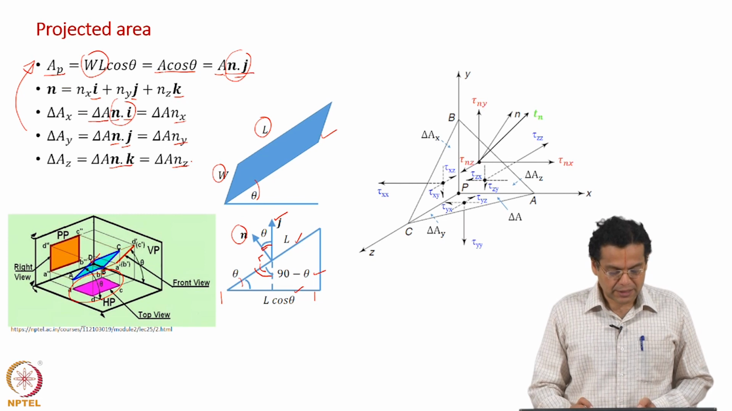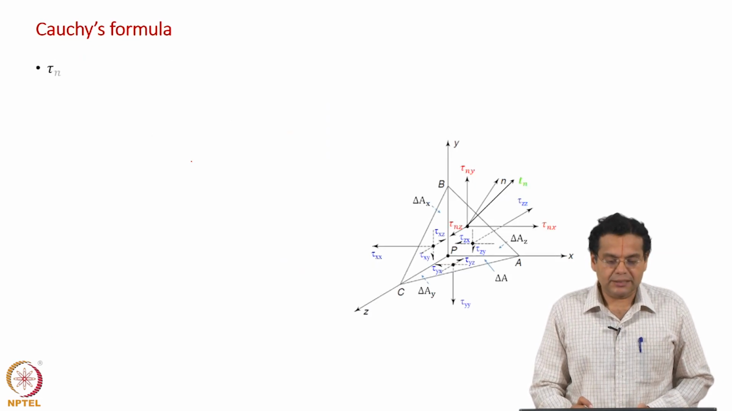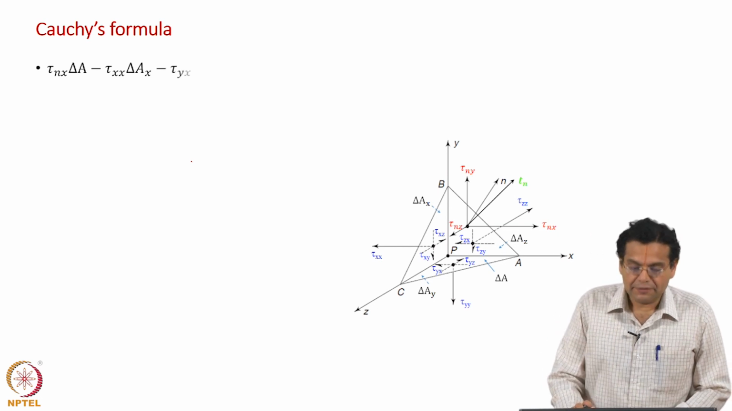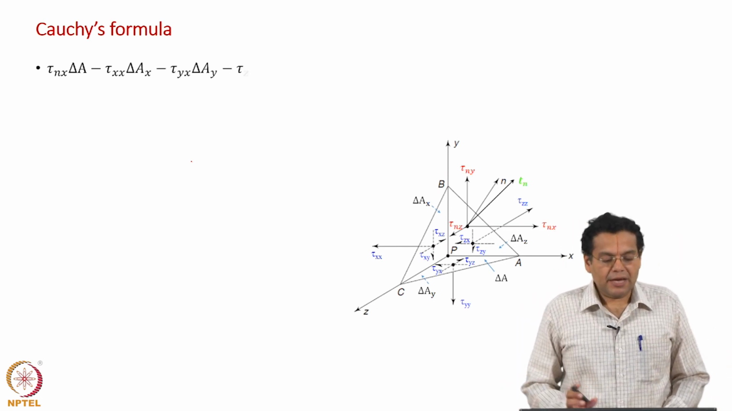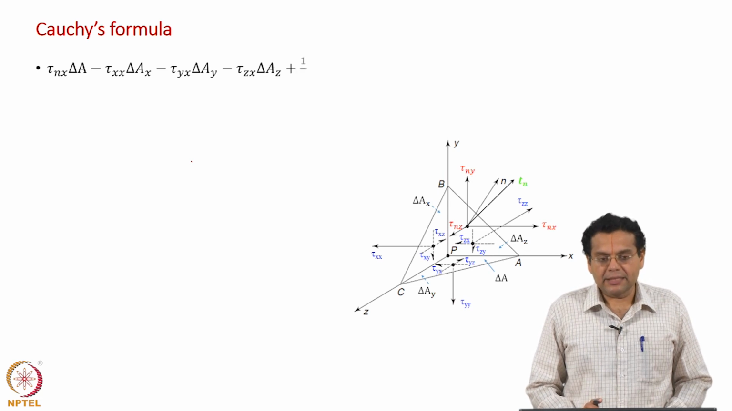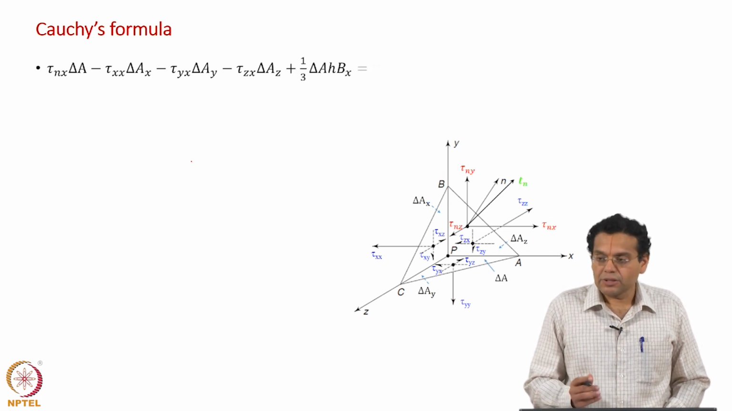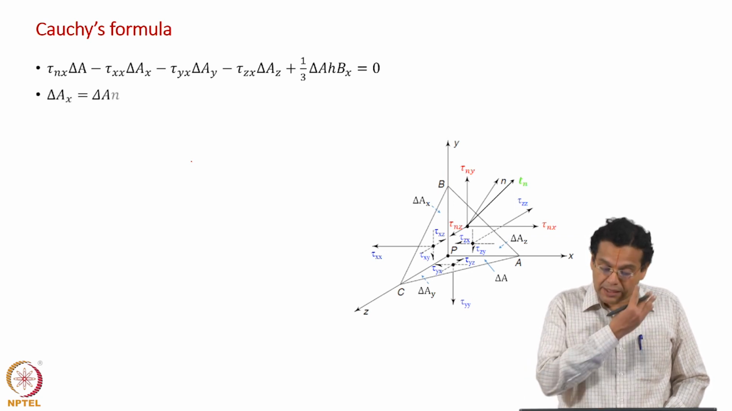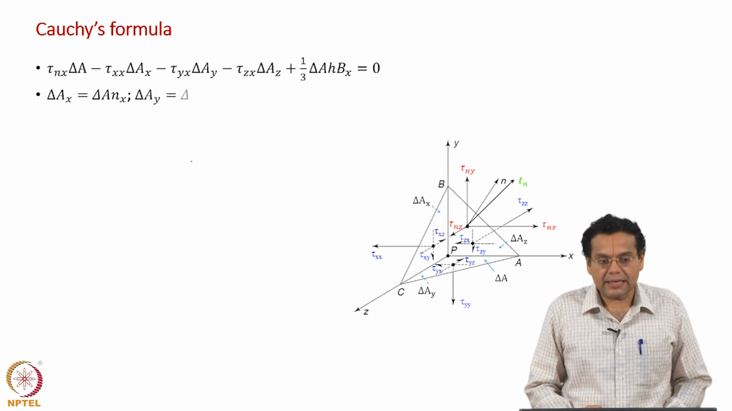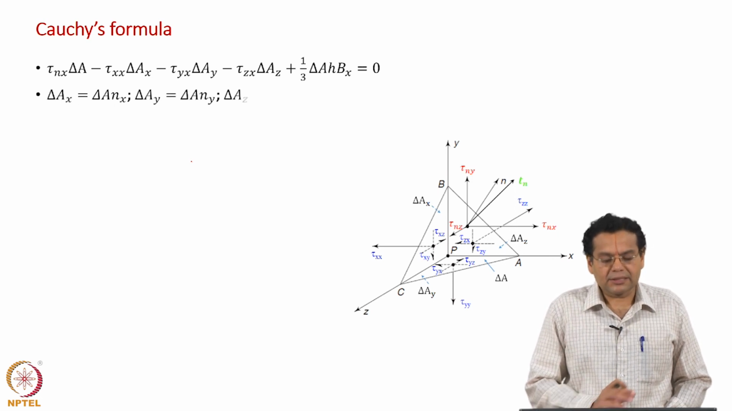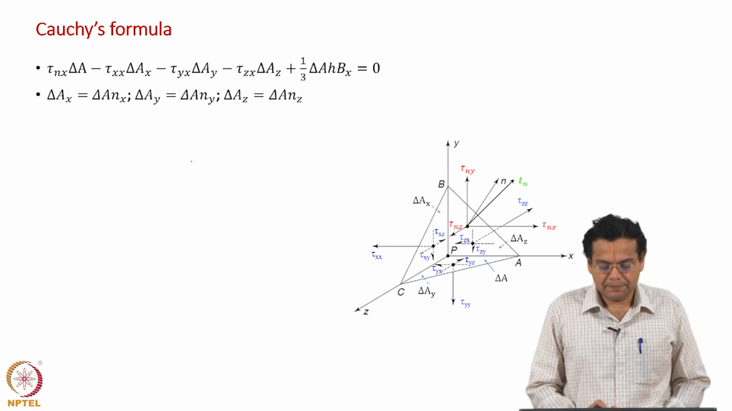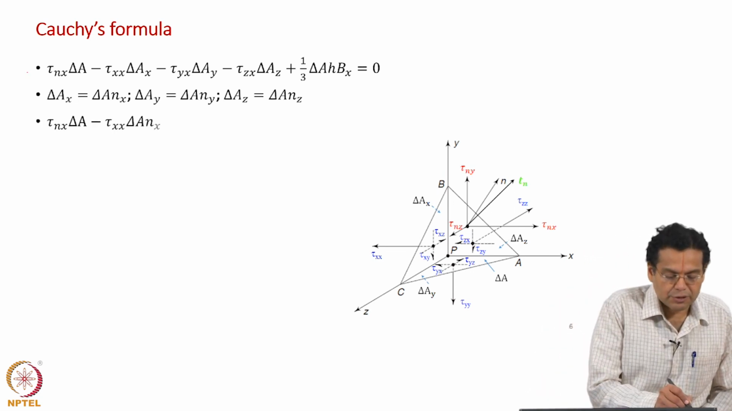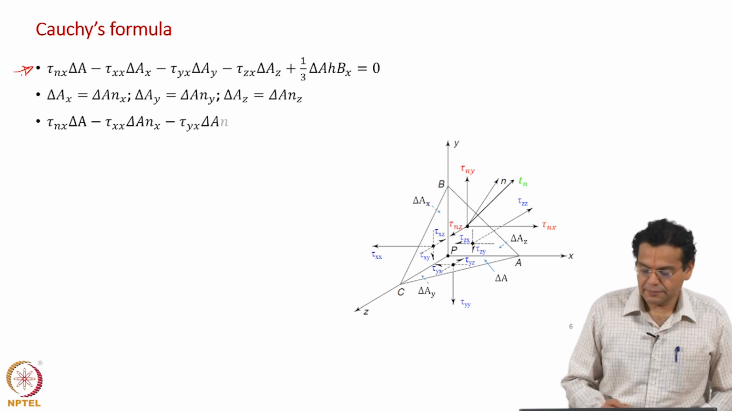Now let us substitute all this in the force balance equation. We said that was our objective. We have delta A and delta Ax, Ay, Az. We said we will relate them so that we can cancel out delta A. Let us do that. These are the expressions seen in the last slide, relating projected area to the actual area. So let us substitute in the force balance equation.